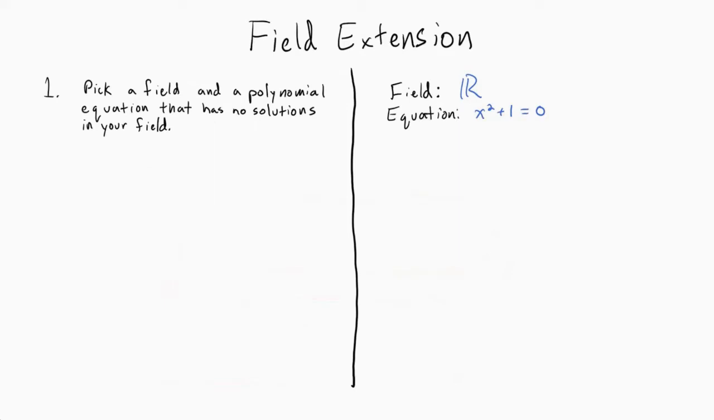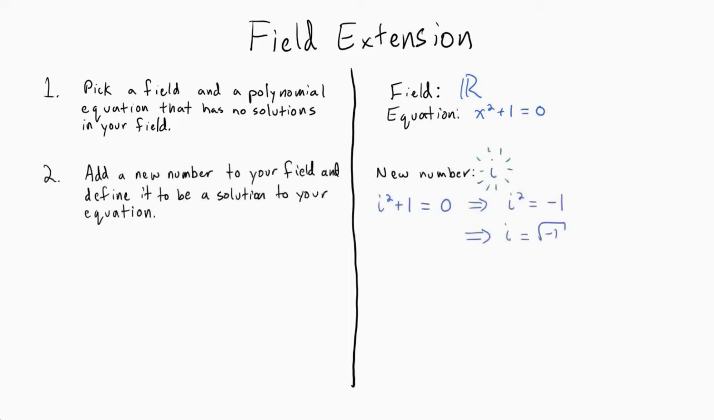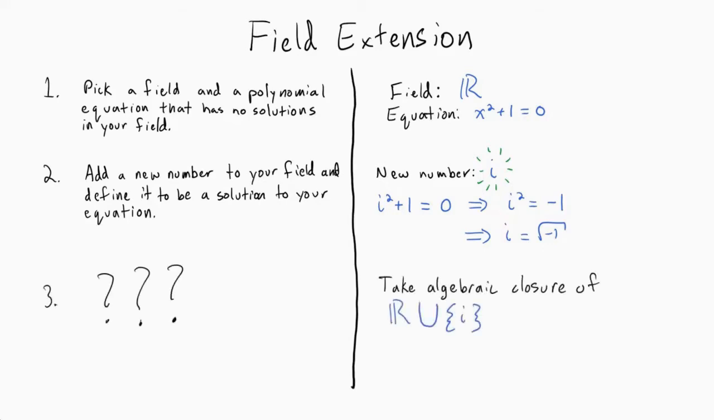Anyway, moving on, here's how a field extension works. Step 1, pick a field and a polynomial equation that has no solutions in your field. In this context, field means a number system where you can add, subtract, multiply, and divide. Our field is the real numbers, and our polynomial equation is x squared plus 1 equals 0. Step 2, add a new number to your field and define it to be a solution to your equation. Our new number is called i, and we define it to solve this equation, so we know that i squared plus 1 must equal 0. And if you squint and tilt your head at that equation for a little bit, you'll see that that means that i must be the square root of -1. And then, things happen, and we get a new number system, the complex numbers.